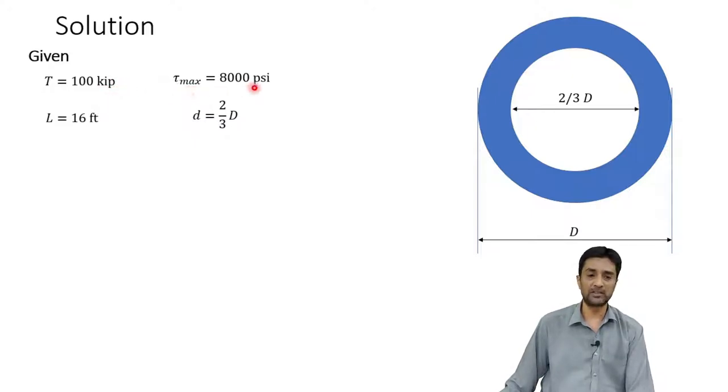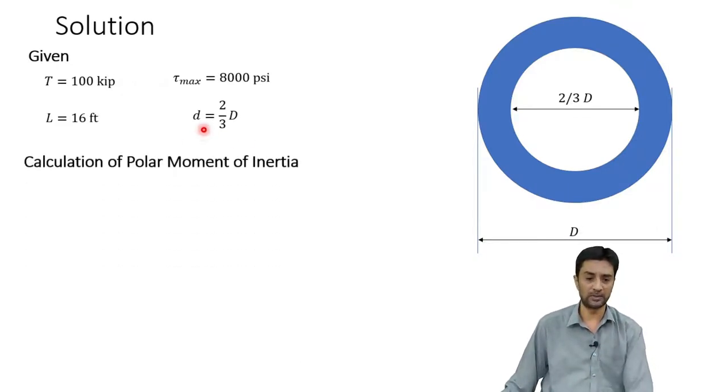So the maximum shearing stress is 8000 psi, the length is 16 feet, and the smaller d denotes the inside diameter and the larger D is the outside diameter. So the inside diameter is 2/3 of the outside diameter. As you know, this is a hollow shaft, so we need to find the polar moment of inertia.